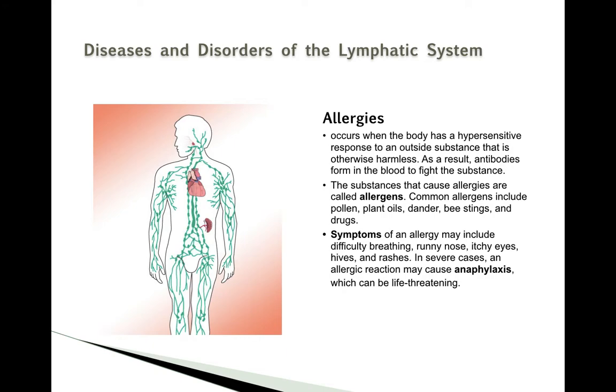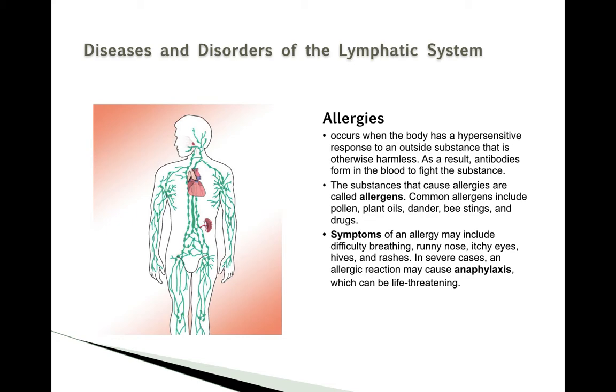So basically, as a result, antibodies form in the blood to fight that substance. The substances that cause allergies are called allergens. Common allergens include pollen, plant oils, dander, bee stings, and different types of medications. So it's very important to know if you are allergic to anything because if you end up becoming exposed to it, it could be pretty detrimental.